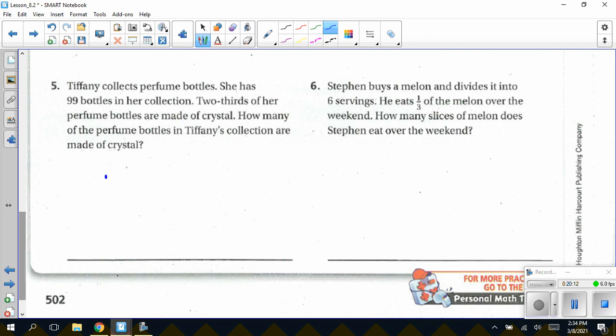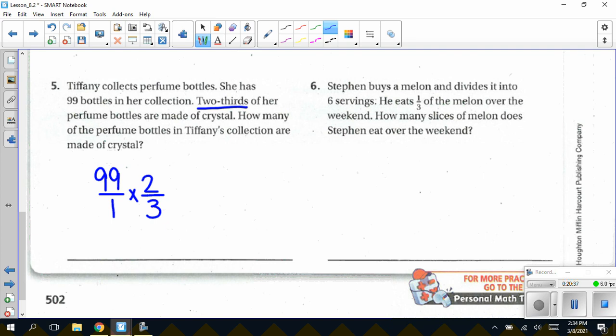So we're starting with the 99 bottles. We know that 2/3 of that collection is crystal. So we are going to be multiplying by 2/3. So I need to make sure I have 99 over 1. If I was you, I would cancel before multiplying, and then make sure you simplify to get a whole number final answer.